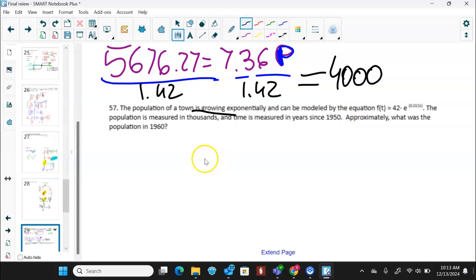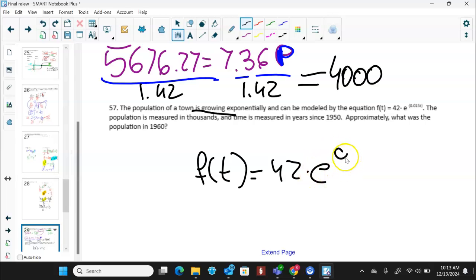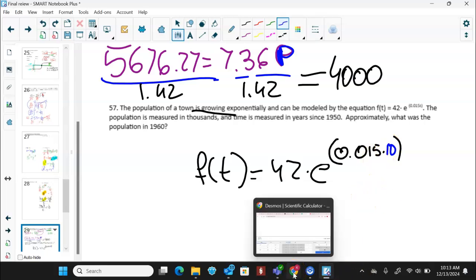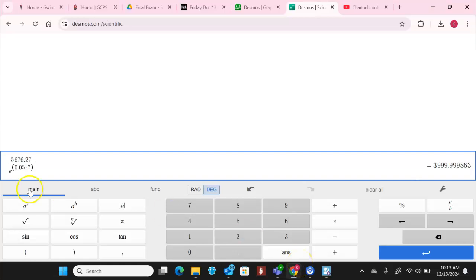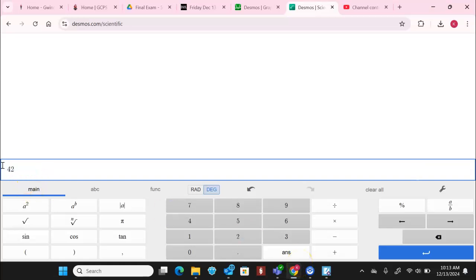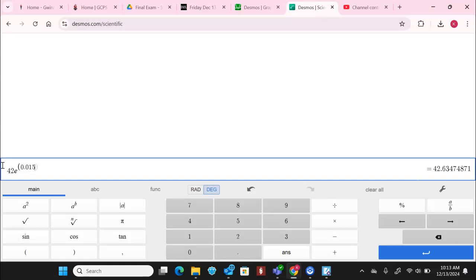We are already given the equation f of t equals 42 e raised to 0.015 times t. Now, from 1950 to 1960, it's 10 years. So we are going to substitute this and put 10. And then we're simply going to put it into the calculator. This is 42e raised to 0.015. And again, you have to put it in parentheses for it to stay, and then times 10.